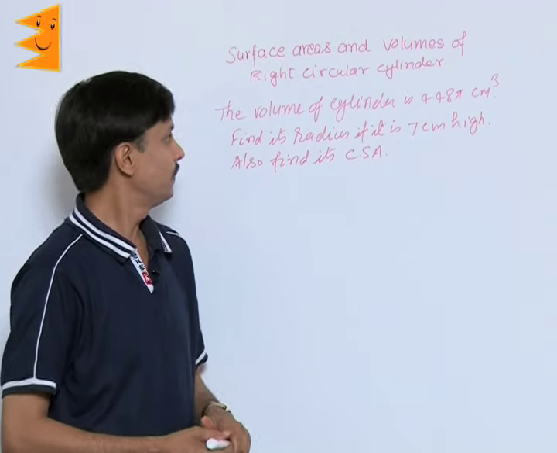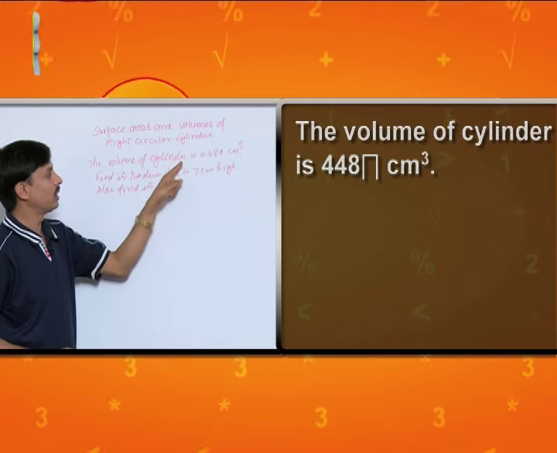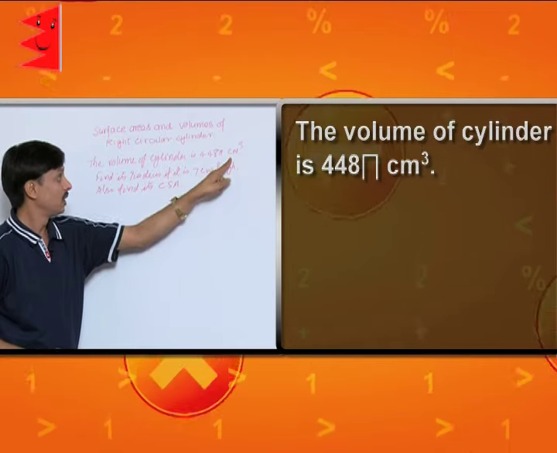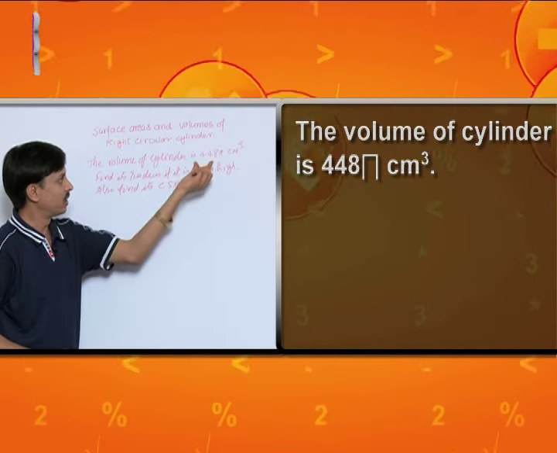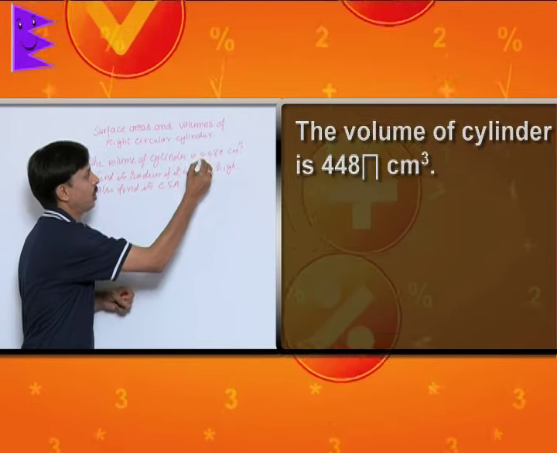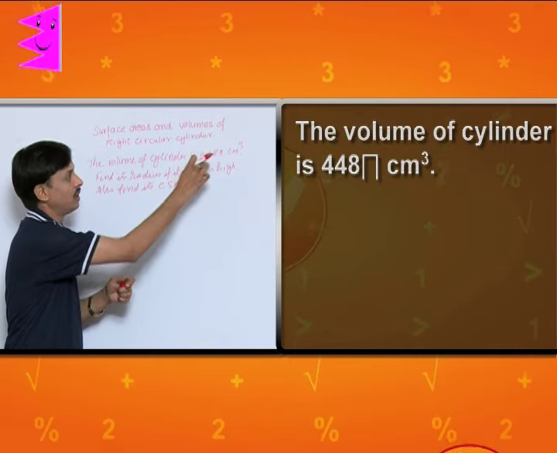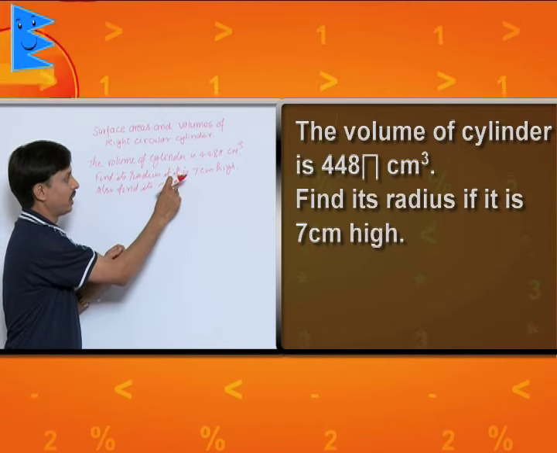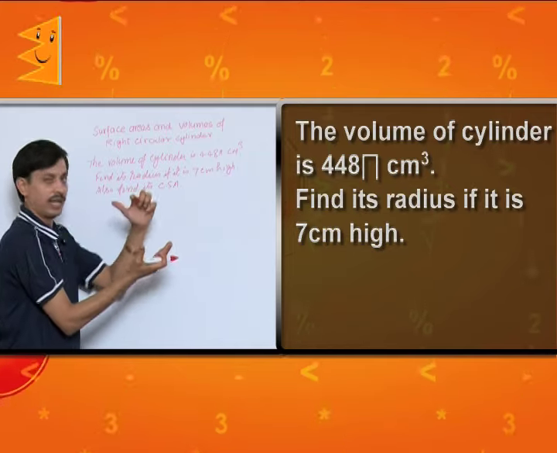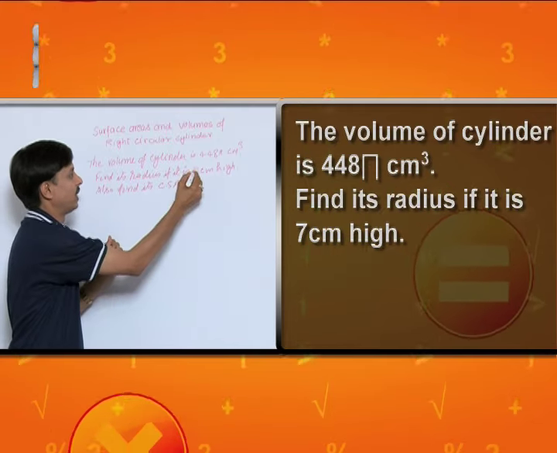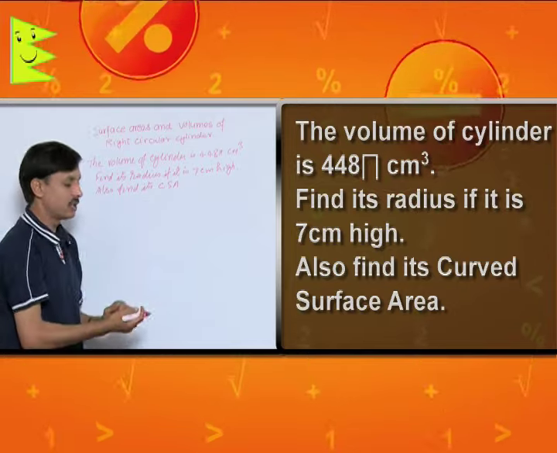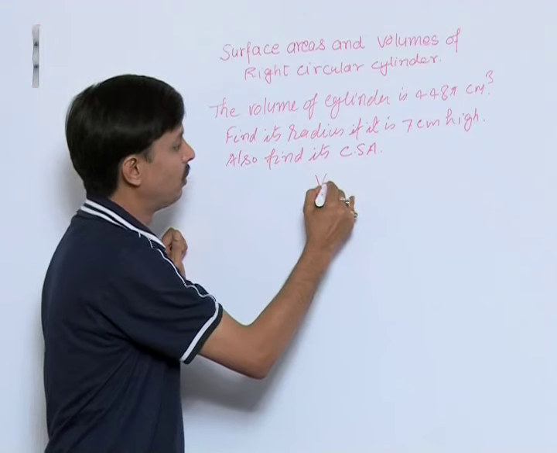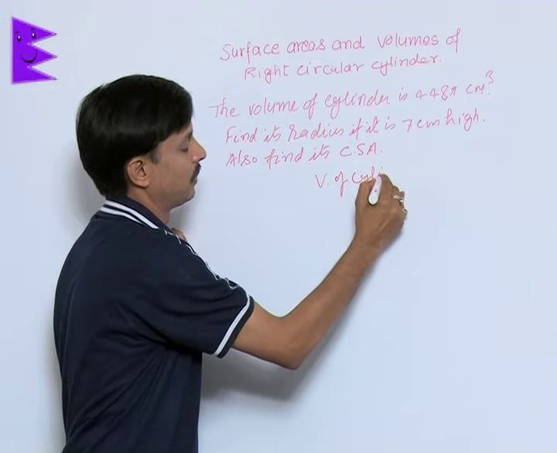Now one more question. The volume of a cylinder is 448 pi centimeter cube. There is a right circular cylinder, its volume is 448 pi centimeter cube. Find its radius. If it is 7 centimeter high, that is, height of cylinder is 7 centimeter. Also find its CSA.